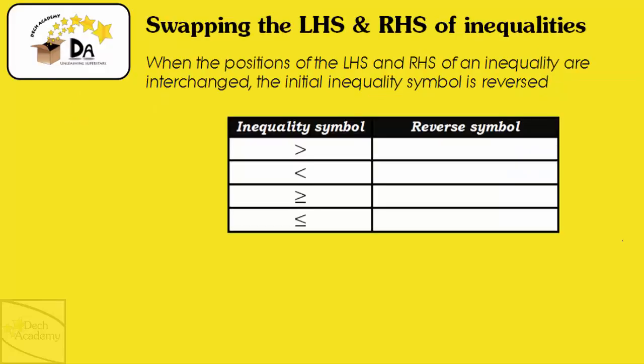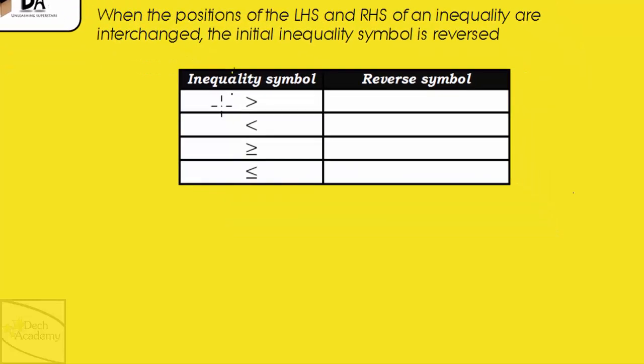And we're done. This video deals with an important technique for manipulating inequalities, and this technique is the swapping of the left hand side term and the right hand side term or terms of an inequality. And the rule is as follows: when the positions of the left hand side terms and the right hand side terms of an inequality are interchanged, so are swapped, the initial inequality symbol is reversed.